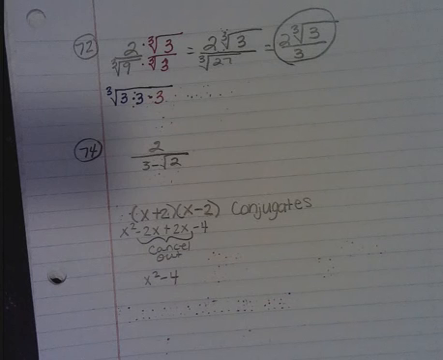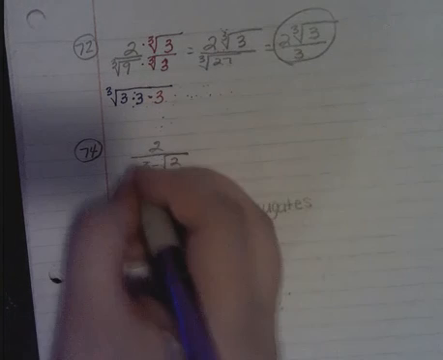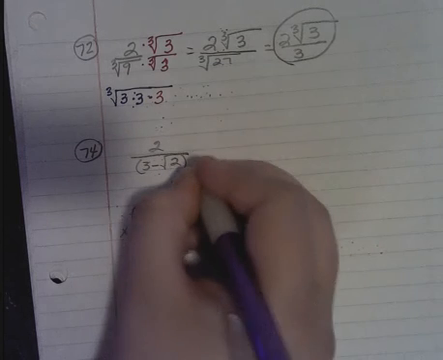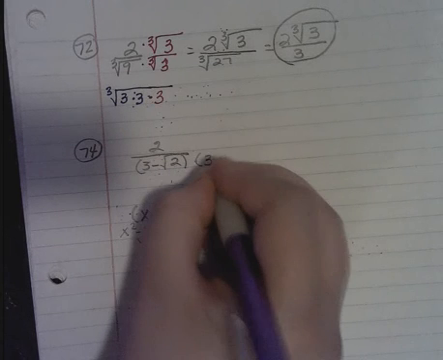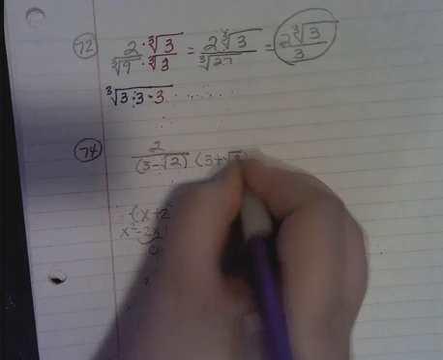Remember, the whole goal is to get rid of that radical in the denominator. So what I'm going to do is multiply by the conjugate of 3 minus the square root of 2. We will do that by multiplying by 3 plus the square root of 2.